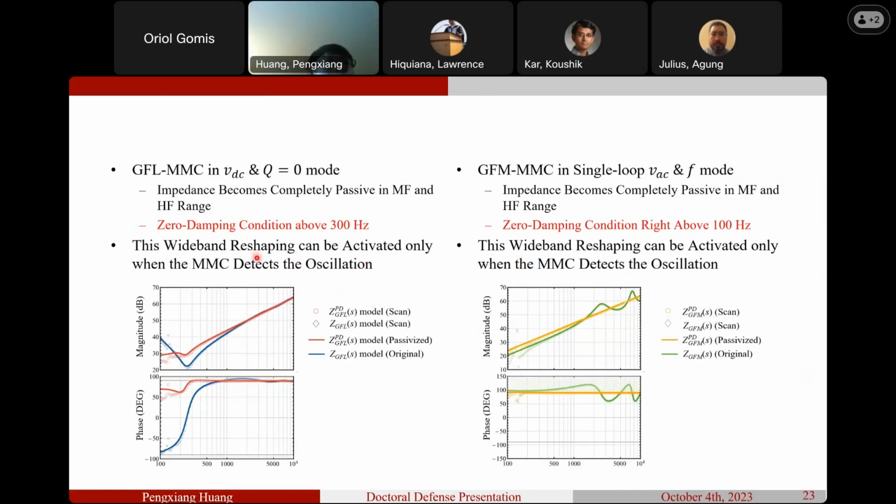And the better thing is it has a zero condition above 300 Hertz for grid following MMC and above 100 Hertz for grid forming MMC. So the system is in a like less damping condition. Okay, so that's the shortcoming of this. People may worry about this effect to low frequency, so you can activate that only when MMC detects the oscillation.